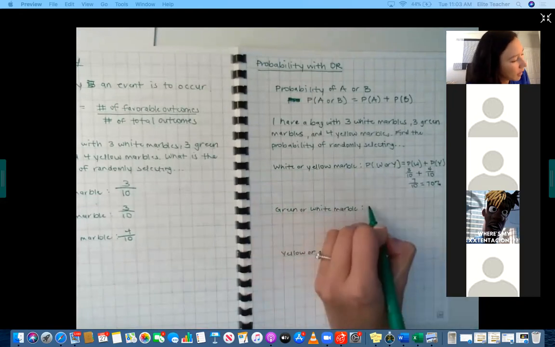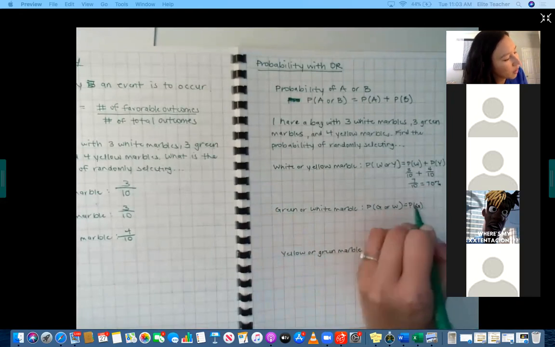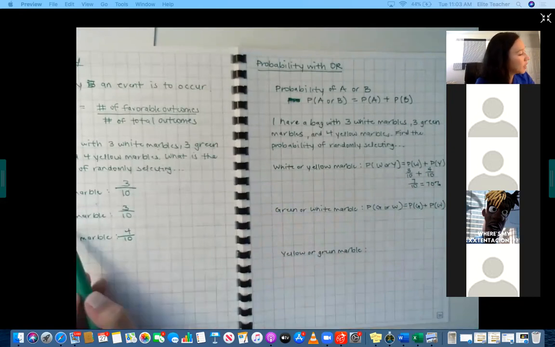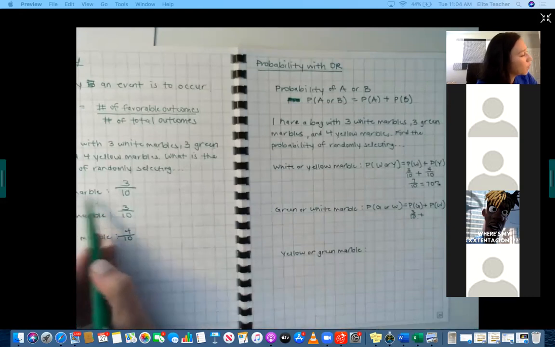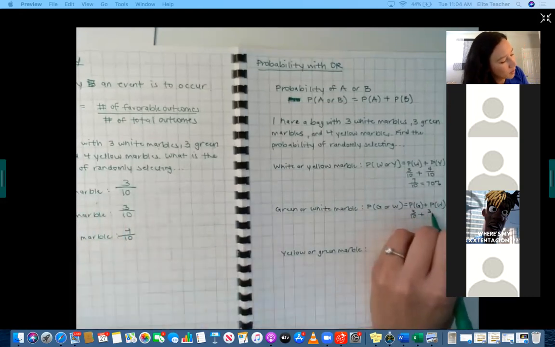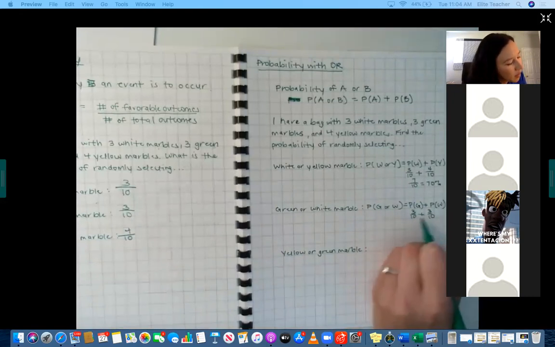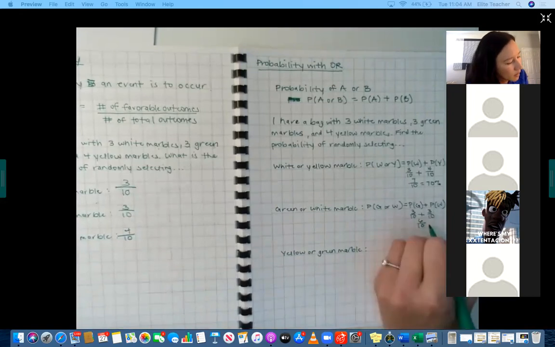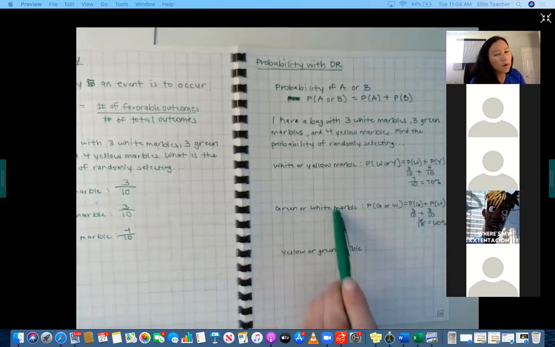The probability of picking a green or white marble would be the probability of picking a green plus the probability of picking a white. So picking a green marble is 3 out of 10, plus the probability of picking a white marble, which is 3 out of 10. Again, we have a common denominator, so we can just add the numerators, 3 plus 3, which is 6 over 10. 6 out of 10, that's a 60% chance of picking a green or a white marble.